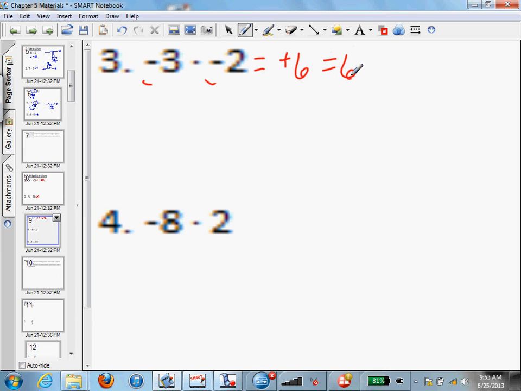Looking at number 4, we have a negative 8 times 2. That's like saying we have a negative times, since there's nothing in front of that 2, we know that's a positive. That's a negative times a positive, so we get a negative answer. Okay, now just carry out our multiplication of 8 times 2. That's 16.